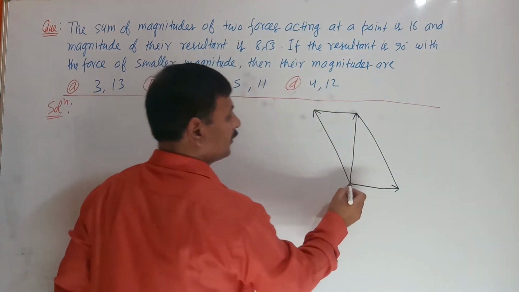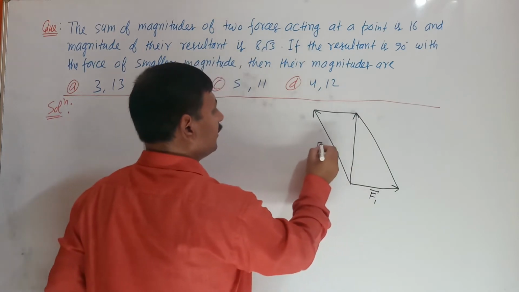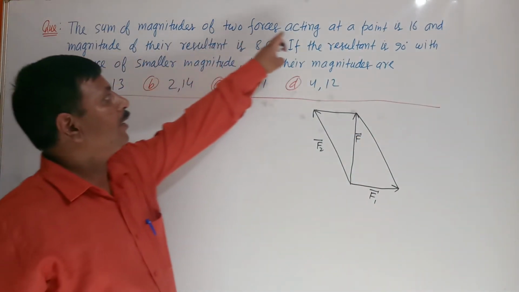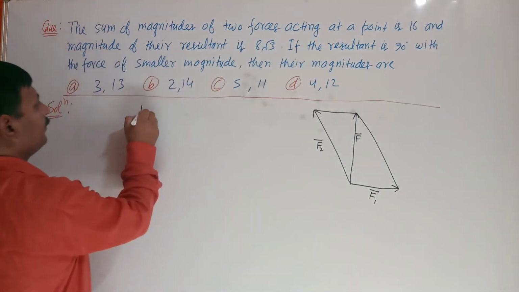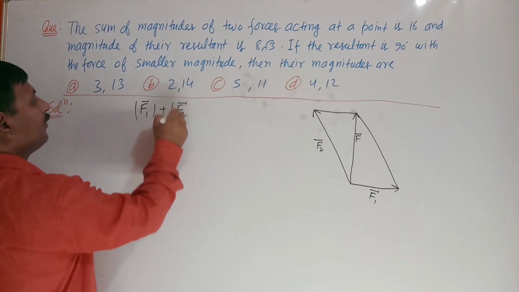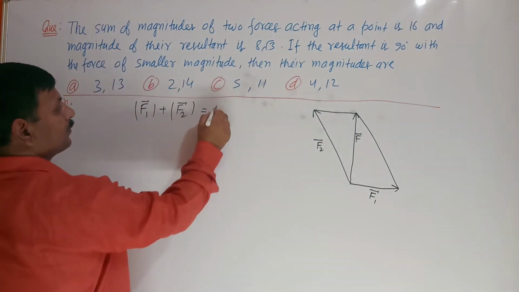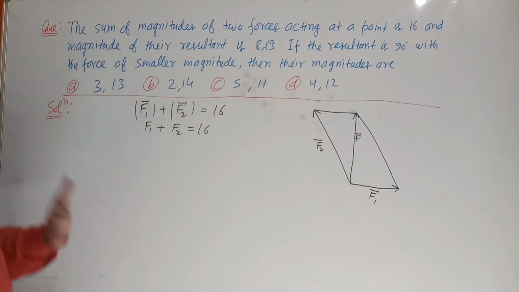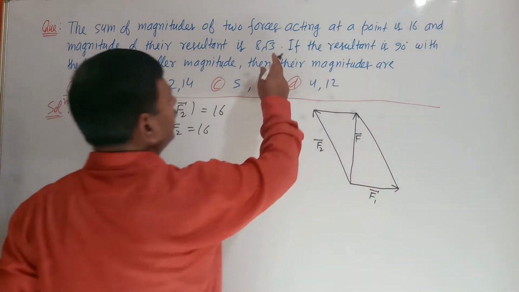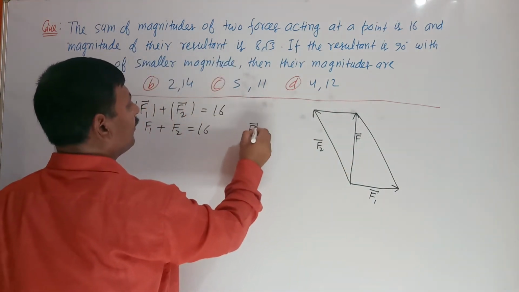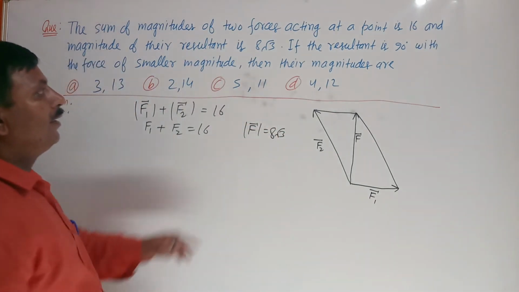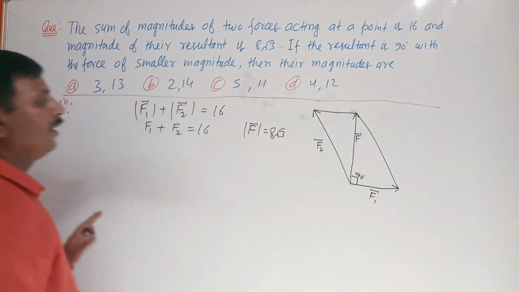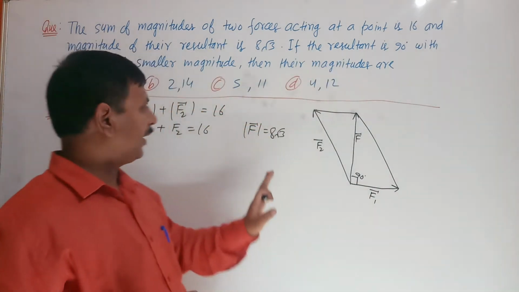So see here, these are the two vectors, two forces. Suppose this is F1, this is F2, and this will be the resultant, that is F. Suppose what they have said, sum of magnitudes of F1 plus F2, they have given this is 16. That is F1 plus F2 is 16. Magnitude of F1, we are writing in only single form F1. Magnitude of F2 I have written here as F2. And what they have given, their resultant magnitude F, that is 8 root 3. Resultant is at 90 degree. Here I have shown this is at 90 degree. Resultant is at 90 degree with the smaller force. F1 is here the smaller force. Find the magnitudes of F1 and F2.